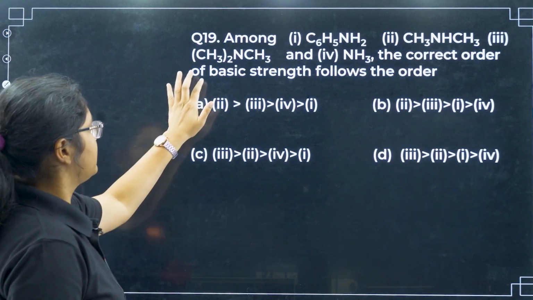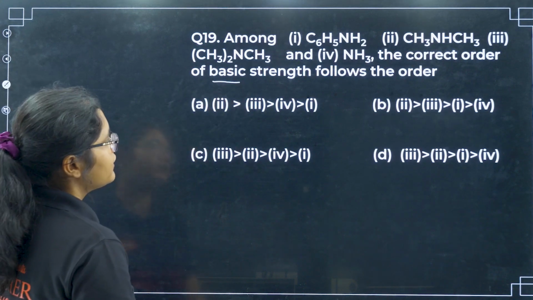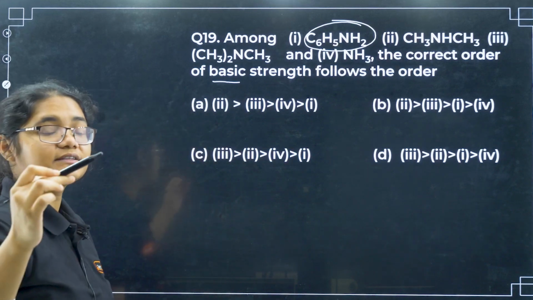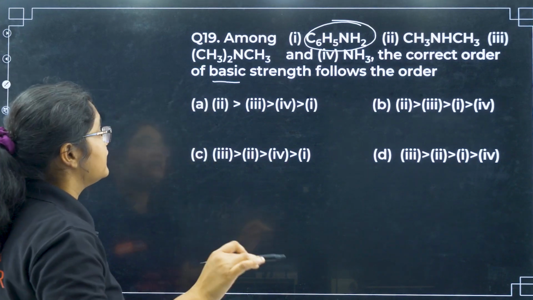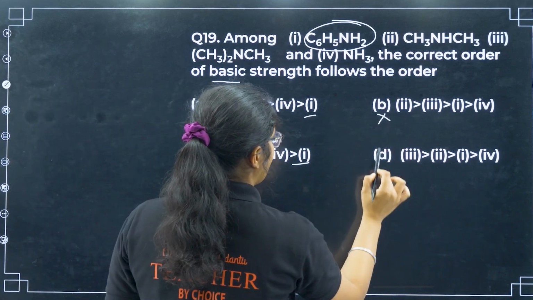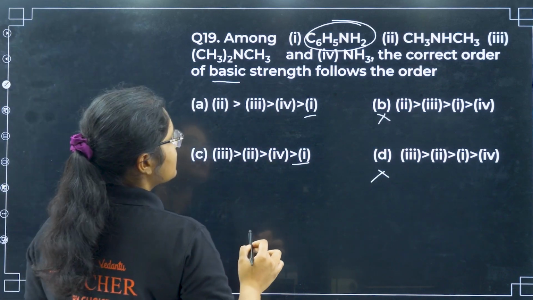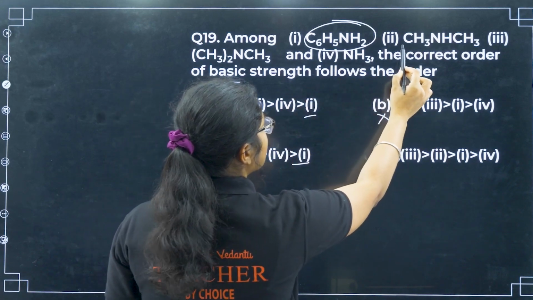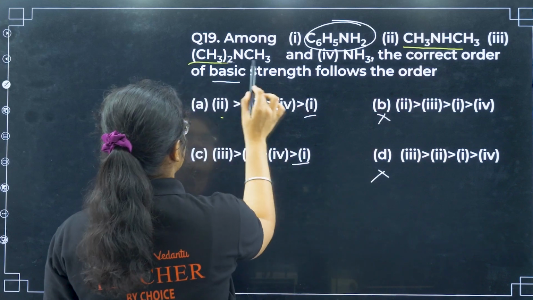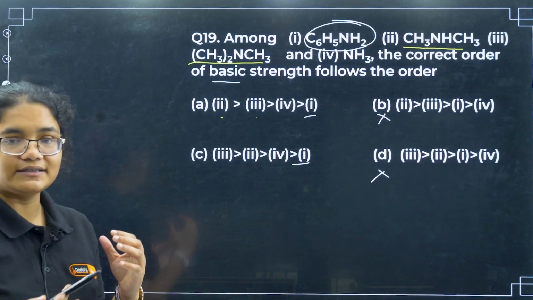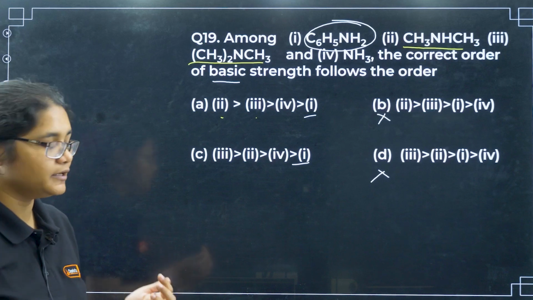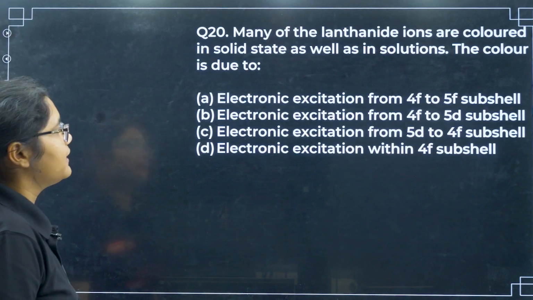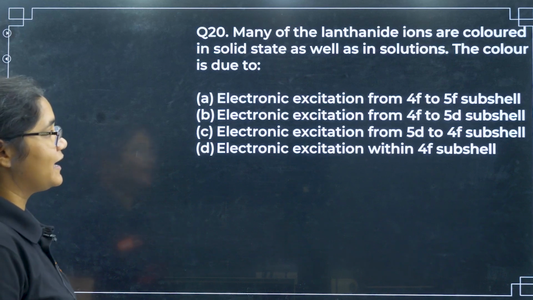Next, you have to arrange them in the basic strength. So we know that in basic order, aromatic amines are least basic because their nitrogen is involved in resonance. So 1 will be least, so I can eliminate these two options. Next, what I can see, after 1, 4 is there in both the options. Between 2 and 3 I have to decide. So 2 is your secondary and 3 is your tertiary, right? And we know that secondary amines in aqueous medium are more basic. So that is why option number A here. And next, many of the lanthanide ions are colored in the solid state as well as in the solution.